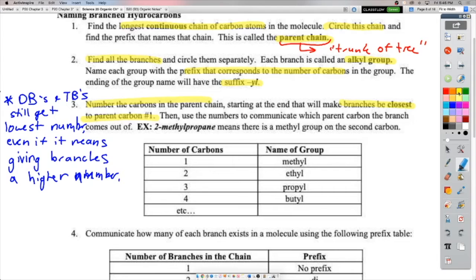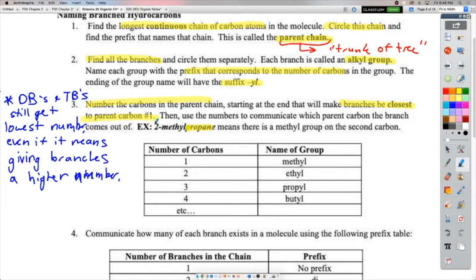So quickly, let's just break down what this means. So 2-methylpropane, okay? What does that mean? Well, propane, we know what that means. Propane, right? That's just 3 carbons and no double or triple bonds, okay? And then 2-methyl.